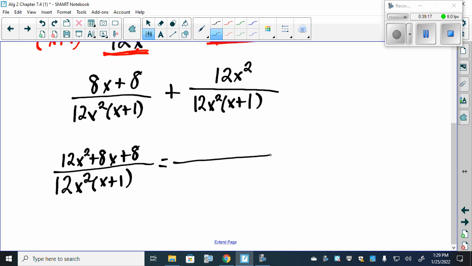Now we can't say that this is the final answer because if we look at the numerator, 12x squared plus 8x plus 8 does have a greatest common factor of, yes, 4 would be the biggest one. And if we factor a 4 out of 12, 8, and 8, we get 3x squared plus 2x plus 2.